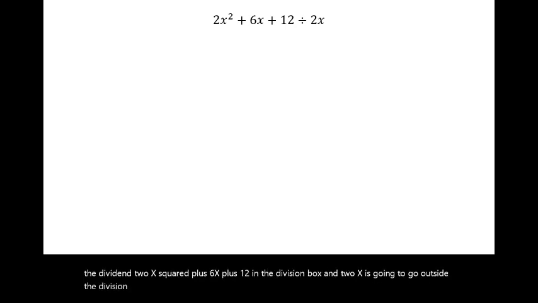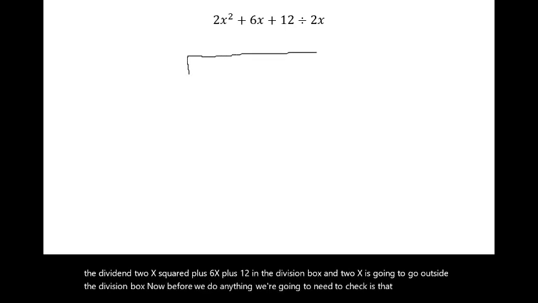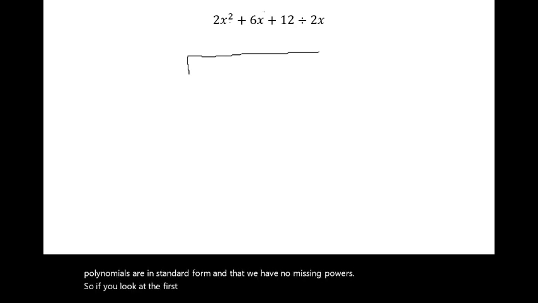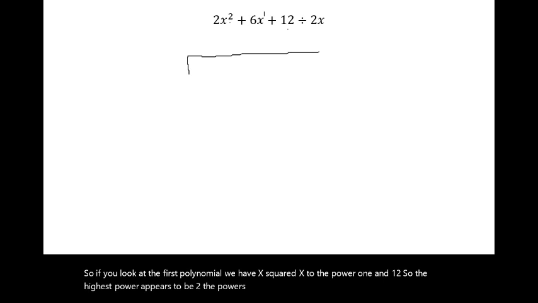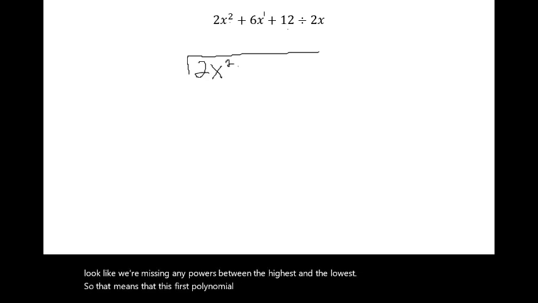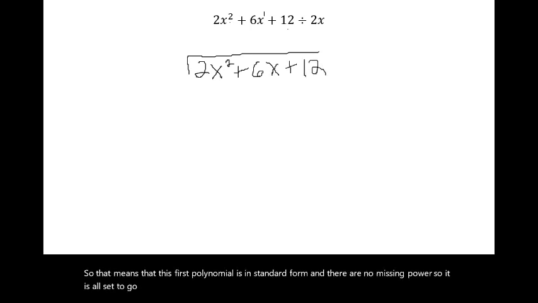Now before we do anything, we need to check that the polynomials are in standard form and that we have no missing powers. If you look at the first polynomial, we have x squared, x to the power 1, and 12. The highest power appears to be 2, the powers decrease with the constant on the end, and it doesn't look like we are missing any powers between the highest and the lowest. So this first polynomial is in standard form with no missing powers, so it is all set to go inside the division box.